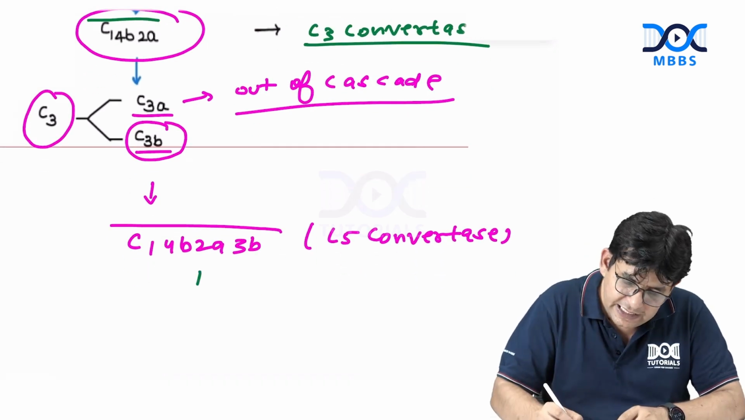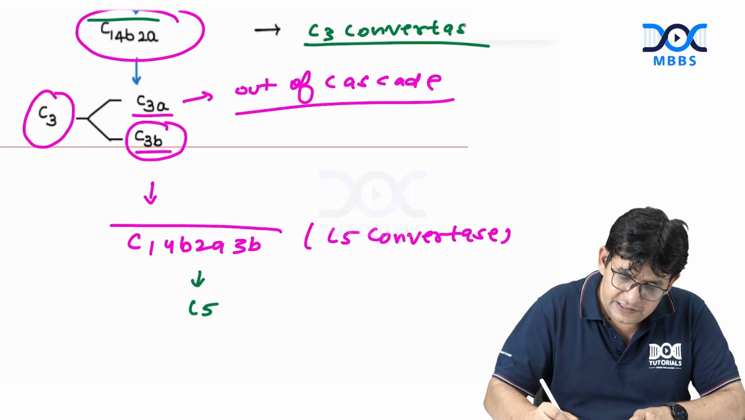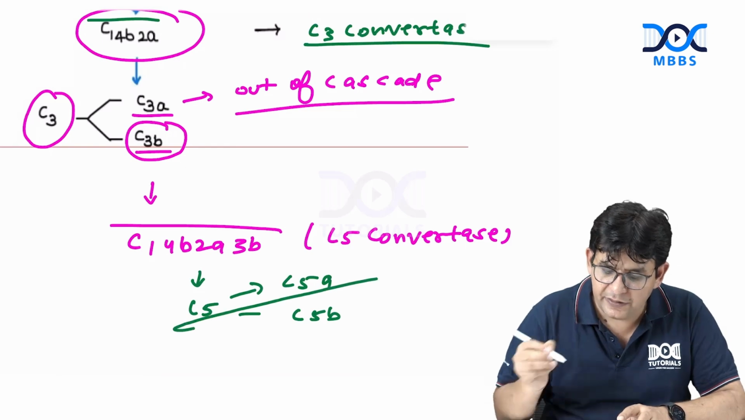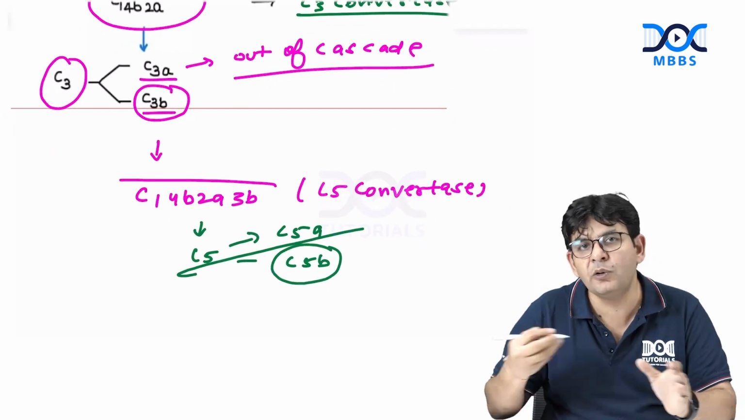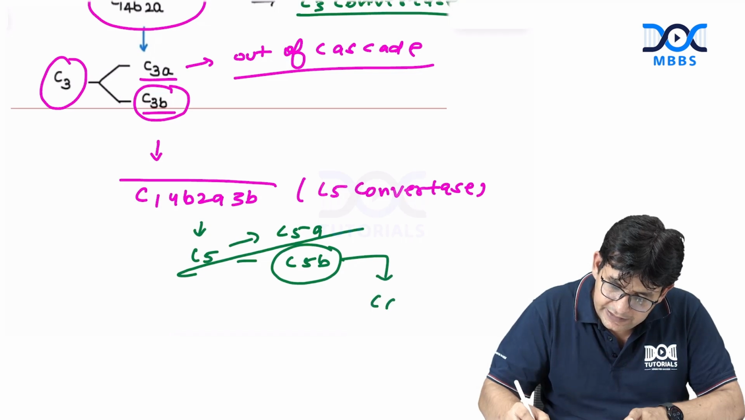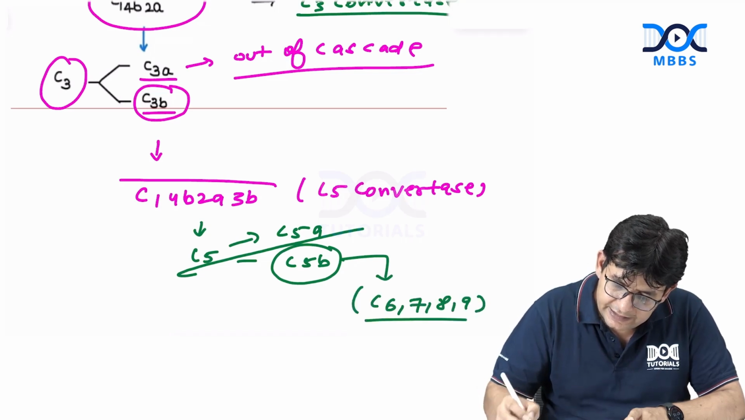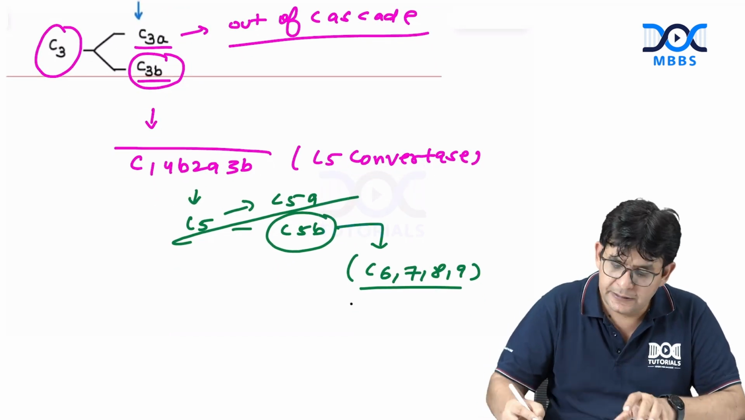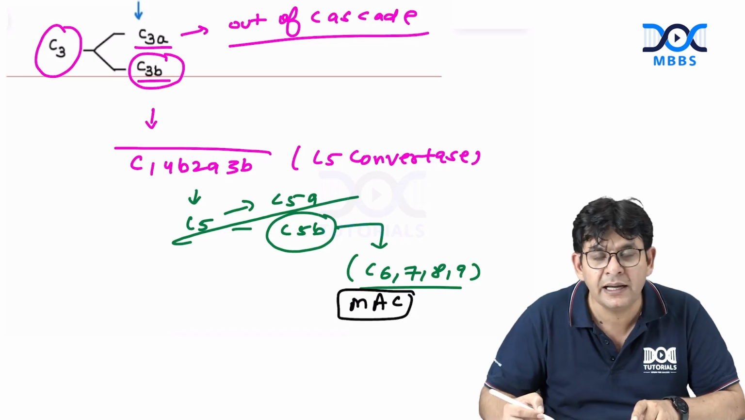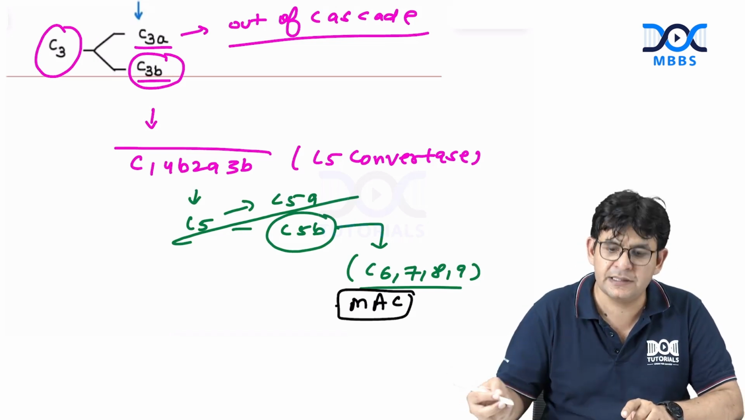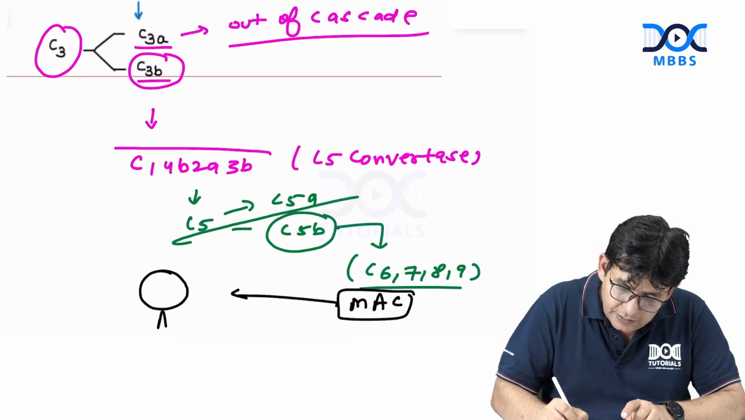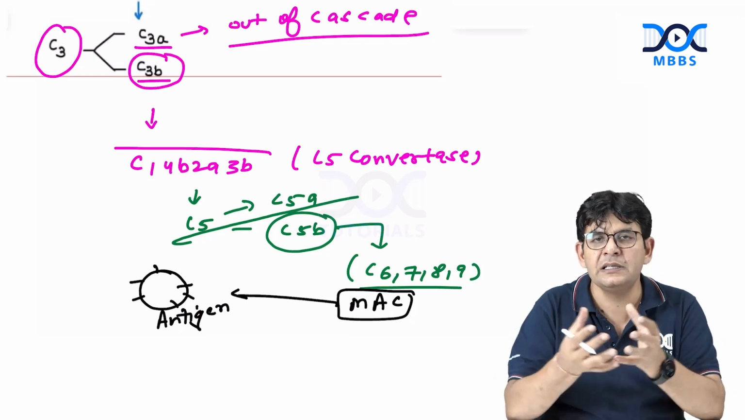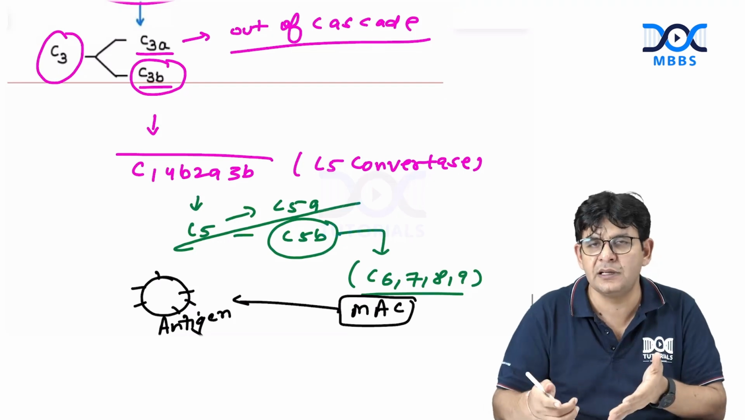And if it is C5 convertase, it will act upon what, guys? C5, dividing this into what? C5A and C5B. Important is that everything will remain on that side, only this will go forward. And when this goes forward, it will activate 6, 7, 8, 9 in one go. And this is what is termed as the MAC. Now you will say, sir, what is MAC? MAC is the membrane attack complex. And this membrane attack complex will act upon the antigen. It will create pores in the cell of this antigen, and all the cytoplasm is out. And this antigen, after this, will be killed.